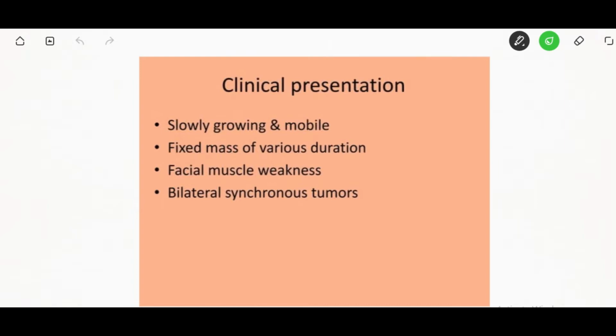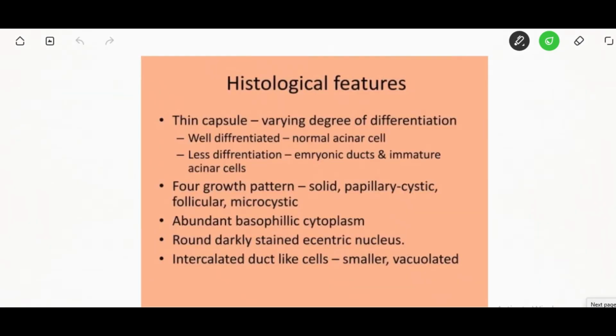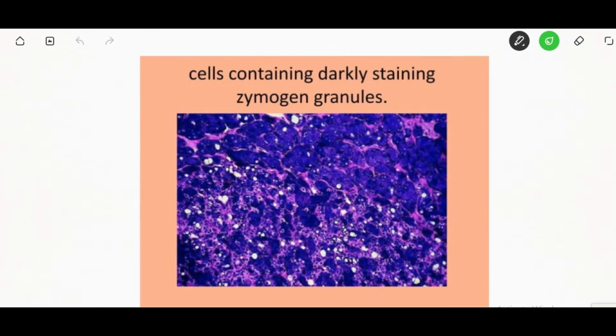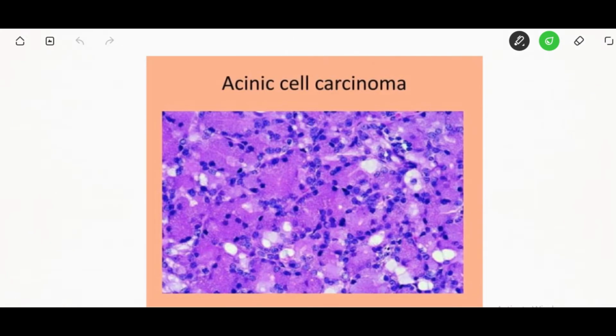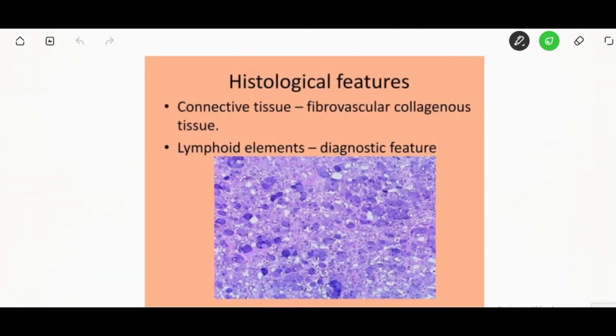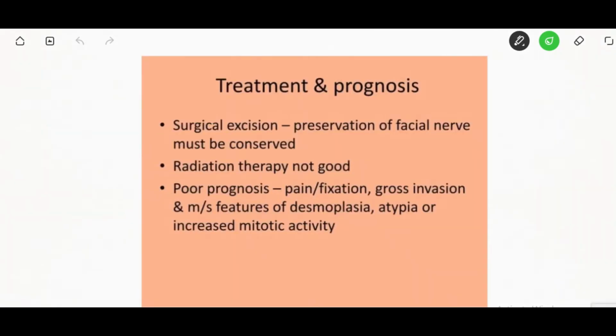Now, what are the histological features of this? The acinic cell carcinoma is surrounded by a thin capsule and may be composed of cells of varying degrees of differentiation. Well differentiated cells bear resemblance to the normal acinar cells, whereas the less differentiated cells will resemble embryonic ducts and immature acinar cells. Four types of growth pattern may be seen. They are solid, papillary cystic, follicular, or microcystic. The most characteristic cells seen are serous acinar cells with abundant granular basophilic cytoplasm and round dark stained eccentric nucleus. There may be seen intercalated duct-like cells that are smaller and are vacuolated.